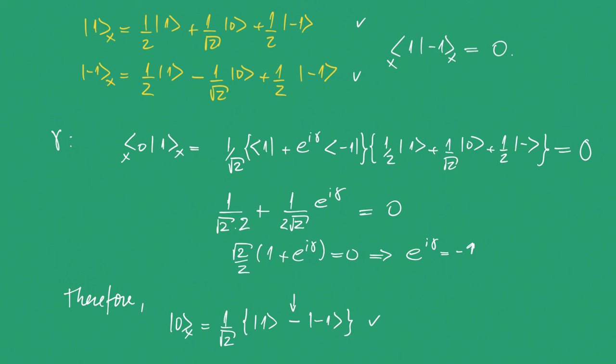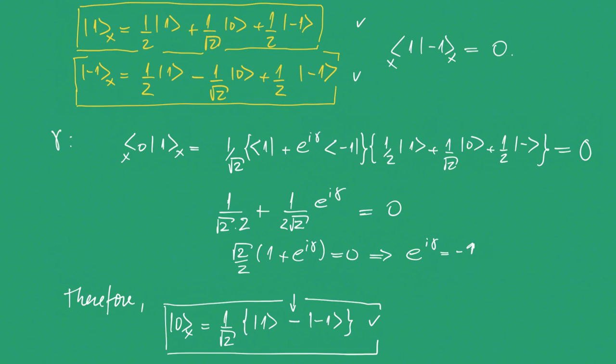Finally, these are the three eigenstates of the operator Sx written in the basis of Sz for the Spin-1 system. Following similar ideas, you can find the eigenstates of the operator Sy in the Sz basis for the Spin-1 system.